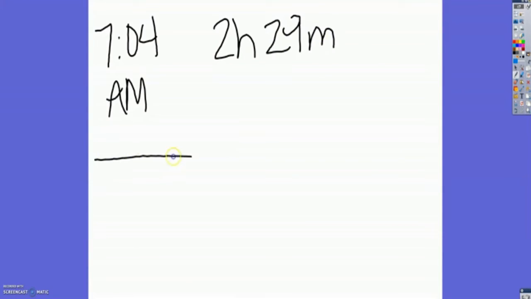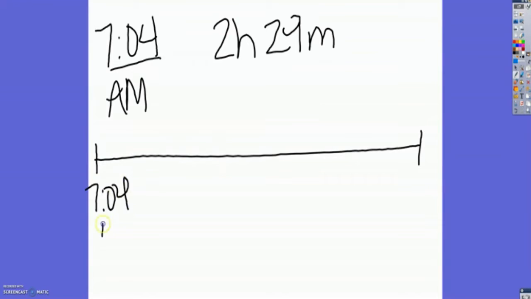and we're trying to figure out what time they stopped or what time they finished their race. So again, we'll make our open number line. We know our start time, so we'll label it there at the beginning, 7:04 a.m. This time we know the jumps, and we're looking for our end time. So we know that our jumps need to total to 2 hours and 29 minutes.